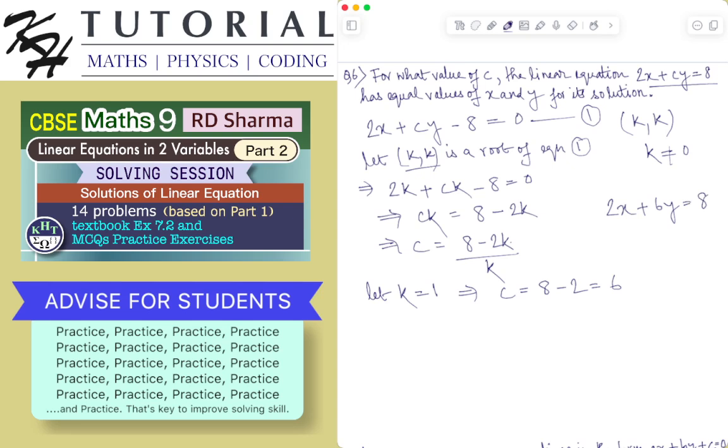I think I have to solve this problem in a different way. Now, please note that it is saying, just imagine what the linear equation of two variables x and y can be, so that all the roots have equal x values and y values. So all the roots of this equation, for the required value of c, 2x plus cy is equal to 8.